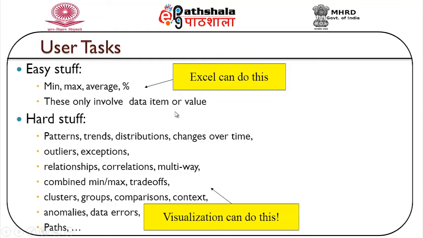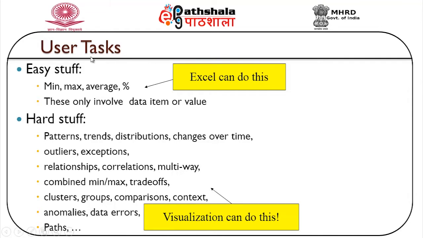value. The hard stuff with respect to user tasks is to find patterns, trends, distributions, or changes that change over time, to find outliers or exceptions from the graph or from the visualization, to find the relationships and correlations in a multi-way data set, to combine the min-max and find the trade-offs, to find clusters, groups, comparisons and context, to find anomalies and data errors, and to find paths. So these are some of the hard stuff or the user tasks that can be performed on the visualization.